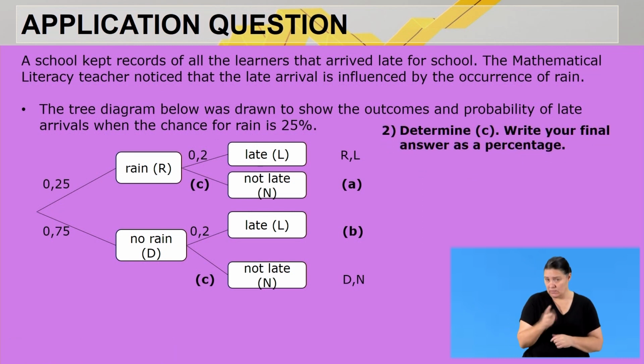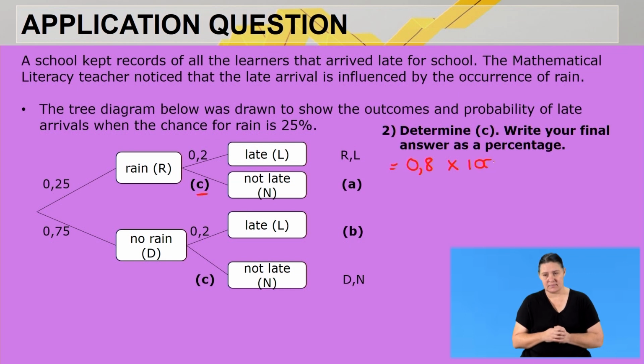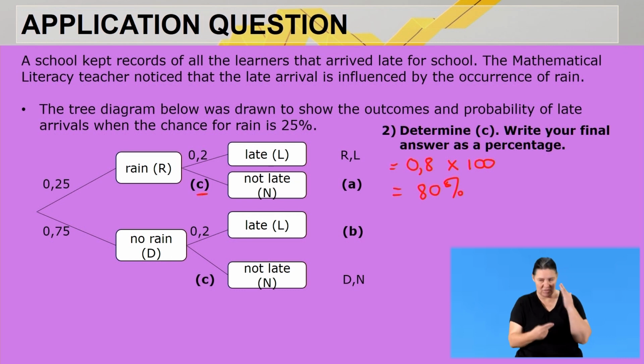At question number 2, it says, determine C. Right, now let's see where is C. Okay, write your final answer as a percentage. So therefore we look at it, 0.2 is for late coming, so therefore I can say C in this case will be 0.8. Okay, so we work that to 100%. So I say 0.8 multiplied by 100, and that will give me an answer of 80%. So you'll see in both cases C is missing, and C's value is 80%. I hope that is clear. Our next question.